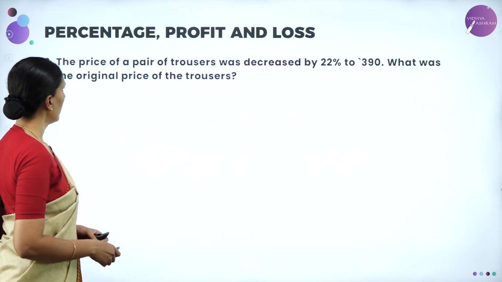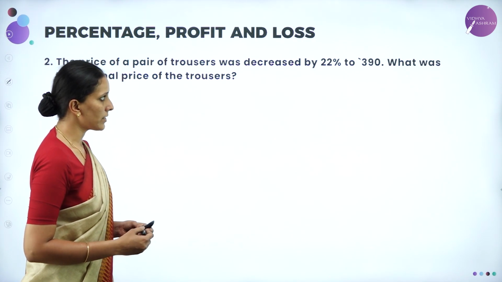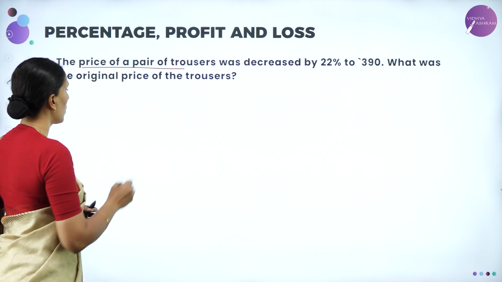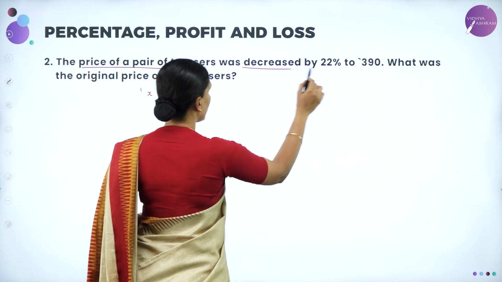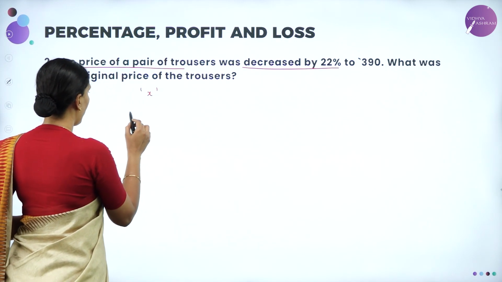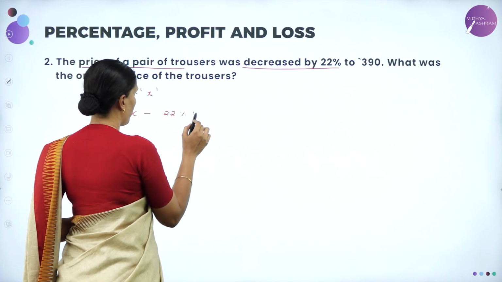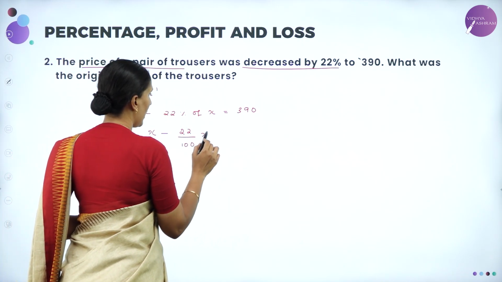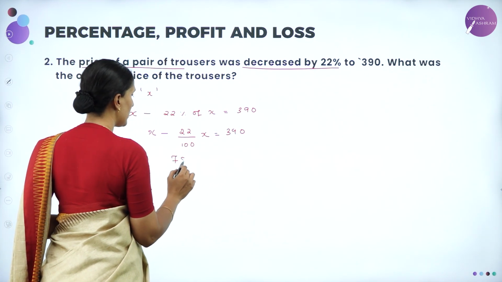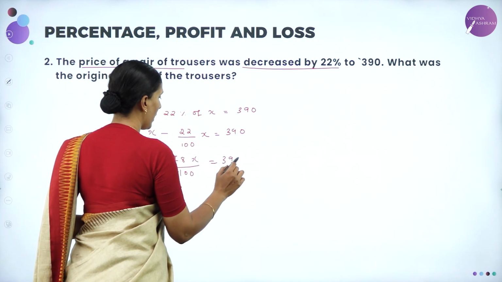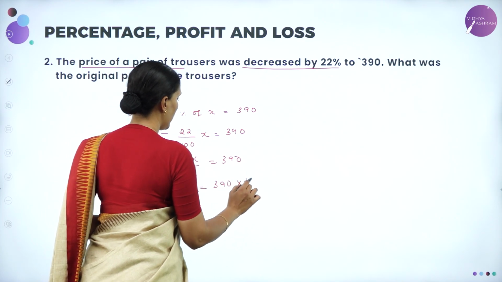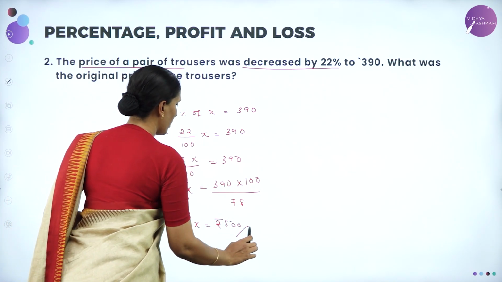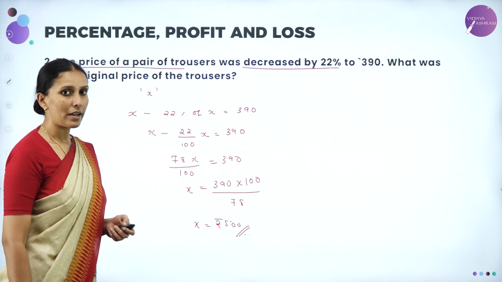Next question. The price of a pair of trousers was decreased by 22% to 390. What was the original price of the trousers? So here, let me consider the pair of trousers cost is X. And they have told the decrease in the price by 22% is equal to 390. So X minus 22% of X is equal to 390. So X minus 22 by 100 X is equal to 390. So here we'll get 78 by 100 X is equal to 390. X is equal to 390 into 100 whole divided by 78. So when you divide this, you will get the value of X as rupees 500. Therefore, the price of the pair of trousers was 500 rupees.